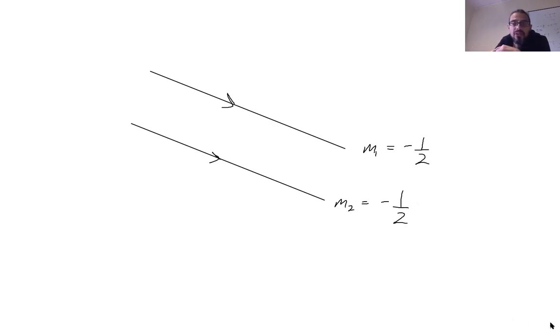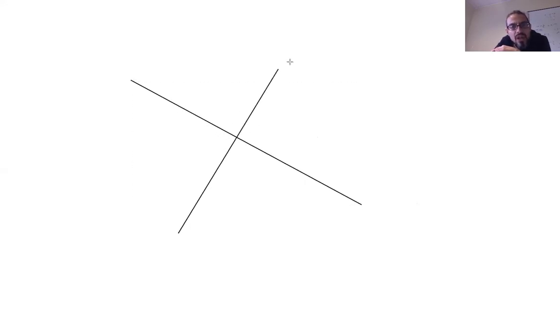What about perpendicular lines? What are perpendicular lines? Lines that are perpendicular are essentially just two lines that meet or intersect at a right angle. Again, I'm trying to draw this the best I can, but to indicate so that there's no confusion that these are perpendicular, I'll put a right angle symbol right here. Therefore, those two lines are perpendicular.